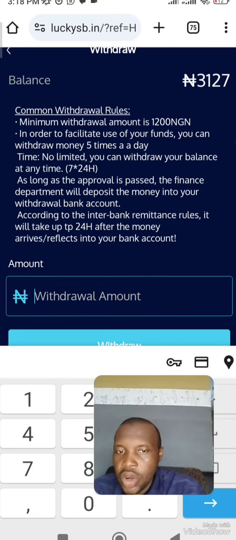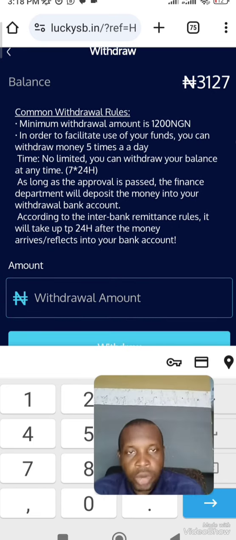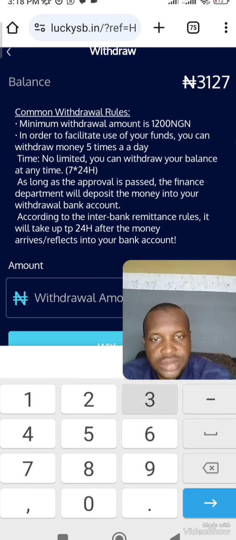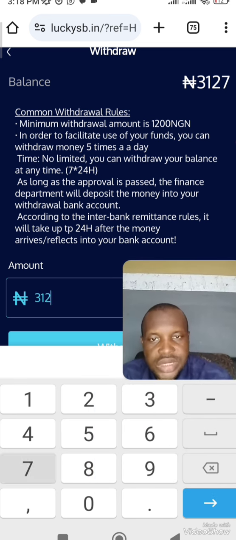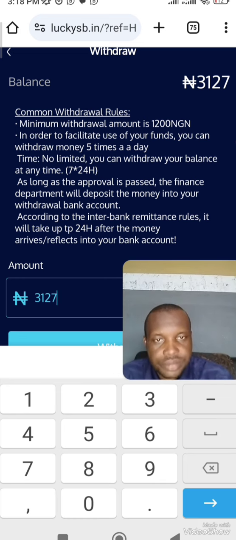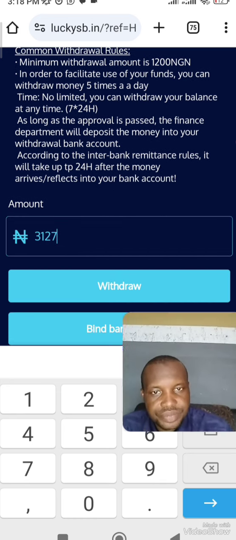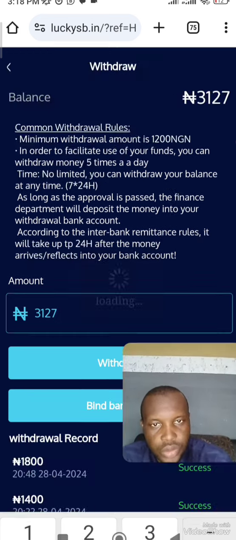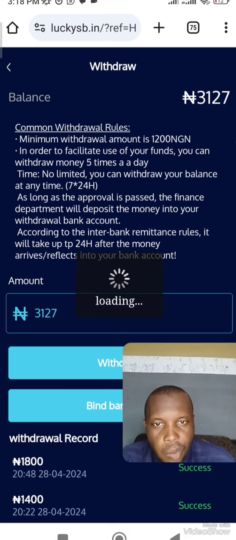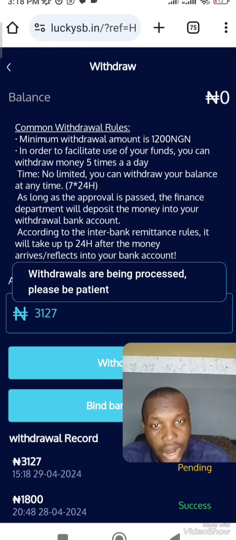Some of you, you can't withdraw all your money. It's not possible. But me, I will withdraw all of them. And I'll tell you why it's possible for me to withdraw everything. 3,127. It's all of them. Good. I will withdraw all of them, and withdraw. Are you seeing that? Withdrawal has been processed.